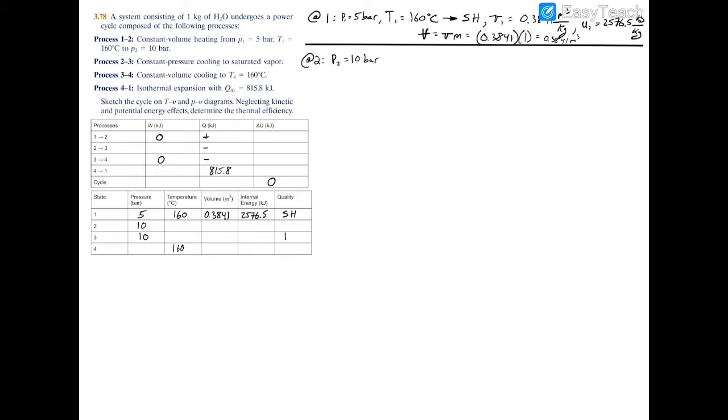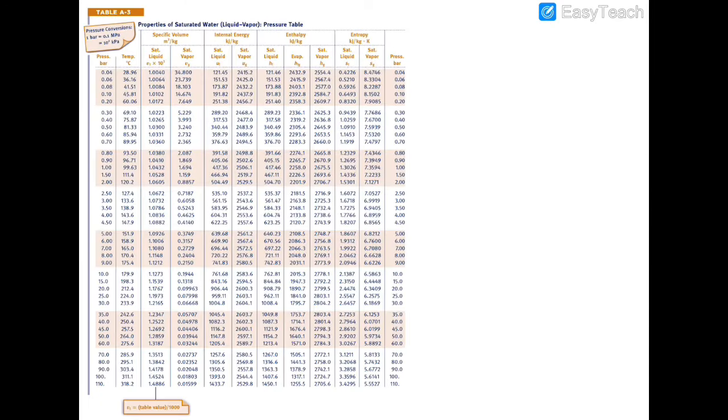Now in state 2, it's going to be equal as well. So you're going to have 0.3841 for state 2. That means that not only the volume, but also the specific volume is equal. So now that I have 10 bar of pressure and 0.3841 meters cubed per kilogram for specific volume, we can go into our properties table and figure out where we are.